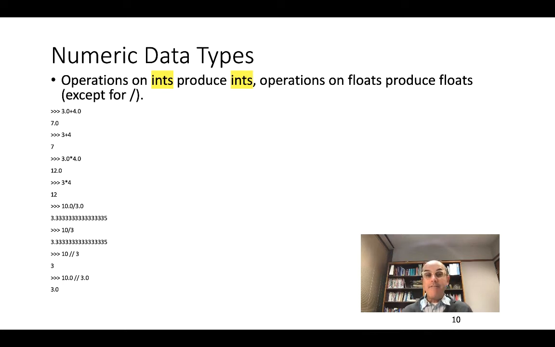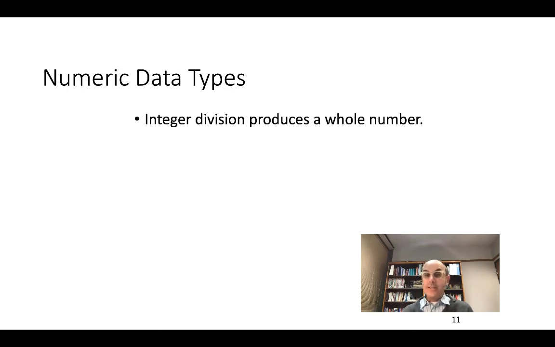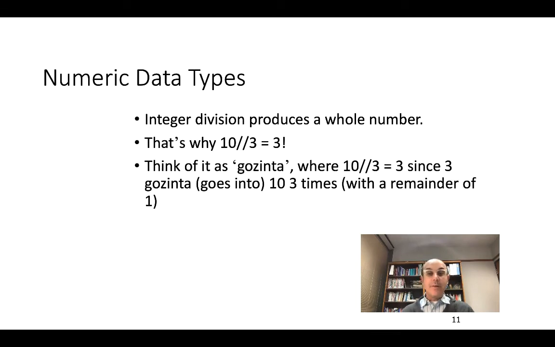So for example, 3.0 plus 4.0 will give us 7.0. And so this is part of how we're going to treat numbers when we bring them to Python in order for us to do that. It is important for me to point out that integer division produces a whole number. So that's why 10 divided by 3 is equal to 3. Since this is how we calculate that, this is what it will remind us.